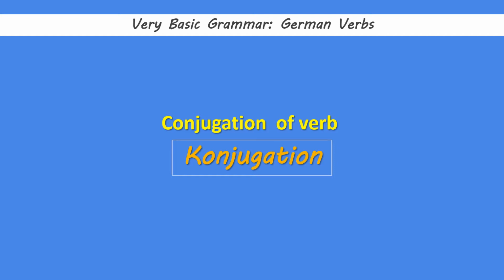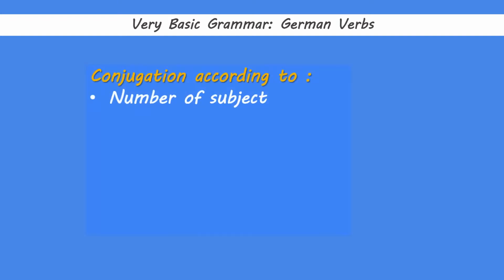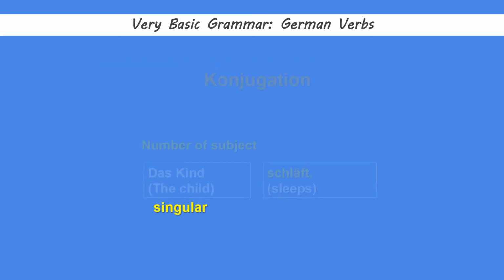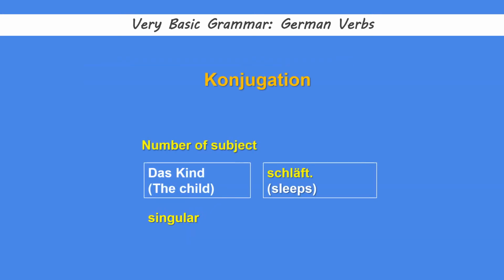Konjugation. German verbs have to be conjugated, which means they change their ending, and sometimes also their main part. Conjugation of verbs is mainly according to the number of subjects. Is the subject singular or plural? Das Kind schläft. Die Kinder schlafen.